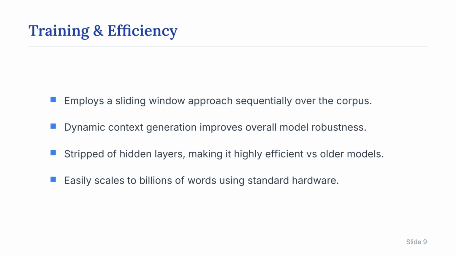The training is done using stochastic gradient descent or SGD. This means we update the model parameters after each training example instead of waiting for the entire dataset. Because of this, the model learns continuously and efficiently. And since we use techniques like negative sampling, each update is very fast.